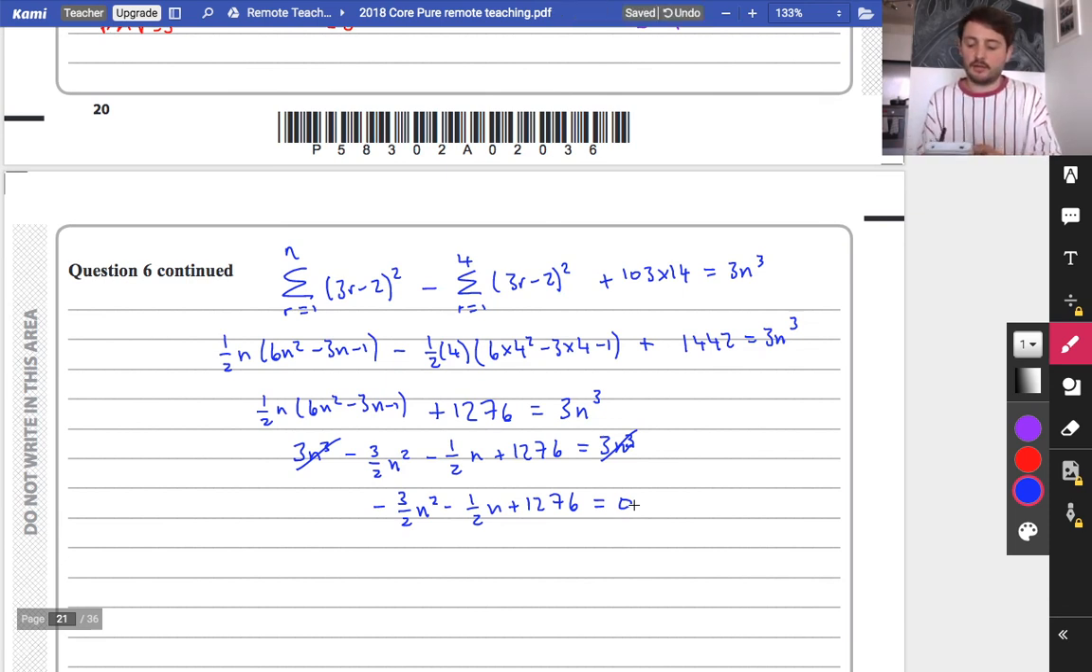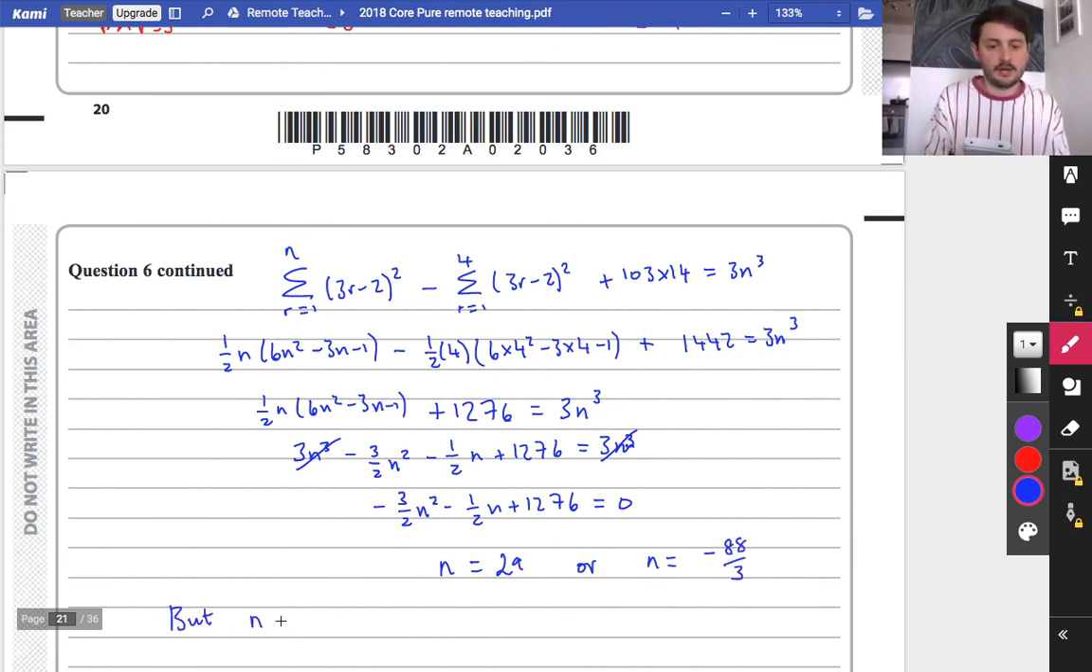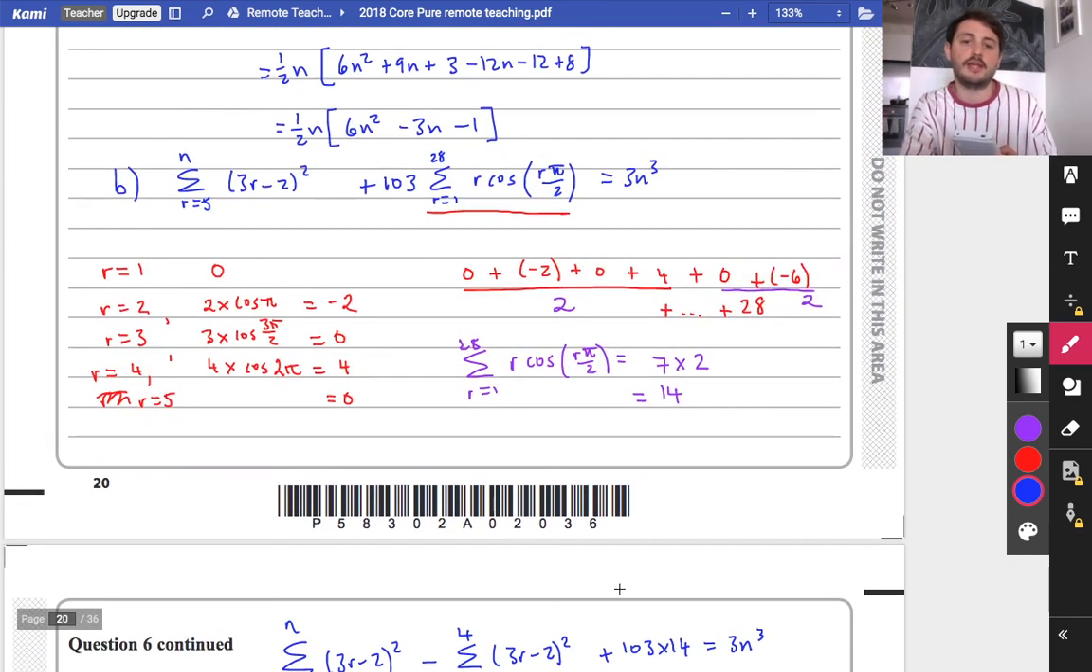Get your calculator. Who's going to bother solving that by hand when you're in the panic of an exam? So we'll use the polynomial solver, and we're going to put in minus 3 over 2, minus 0.5, and 1276. And we get that either n is equal to 29, or n is equal to minus 88 over 3. But n is a positive integer, because that only works for series if it's a positive integer. So n equals 29. Pretty crazy, but you could just type this in.